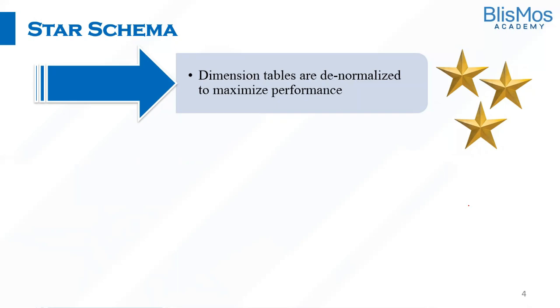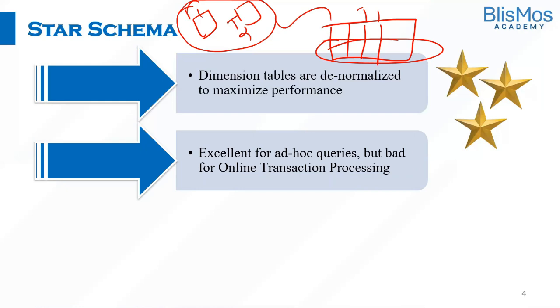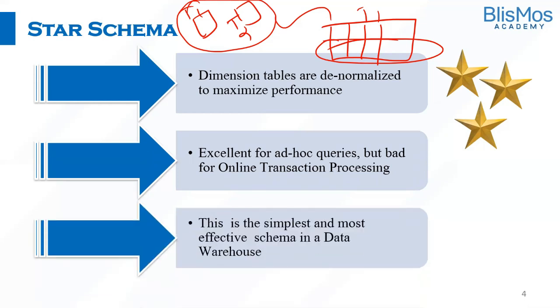How does denormalization maximize the performance? Because most of the data will be in the same place. If you remember, if you normalize, you have multiple tables, table 1, table 2. When you denormalize, maybe the data of these 4 tables will be in the same table. That will help the query to get the data in less time. Because the data is denormalized, it is awesome for ad hoc queries. On the other hand, it may not work out for transactional processing. The star schema is one of the simplest and most effective schemas in a data warehouse.